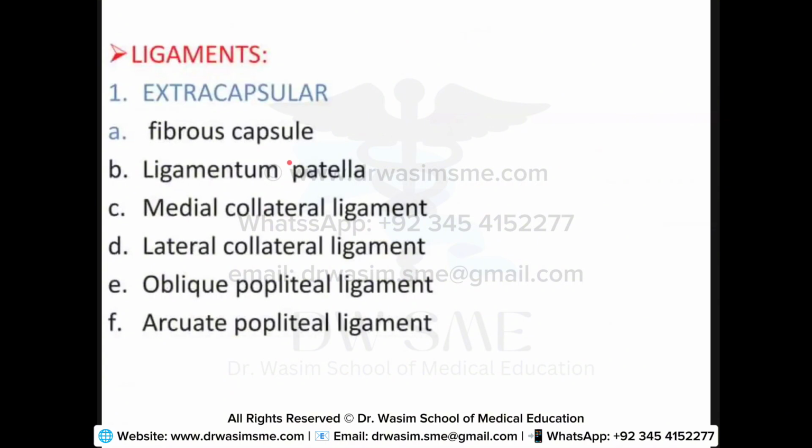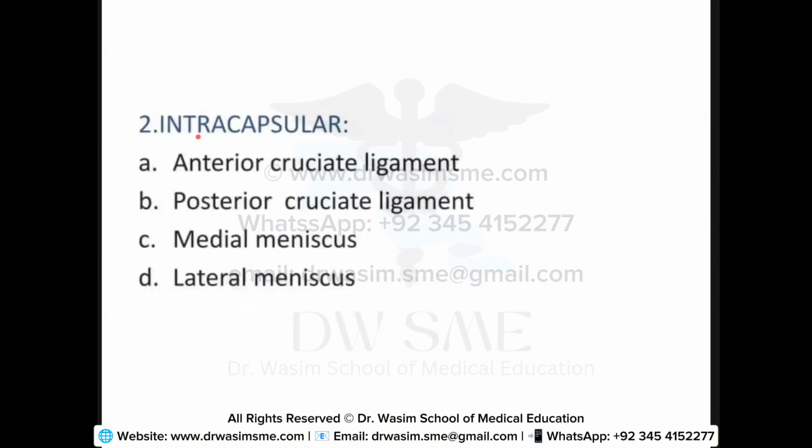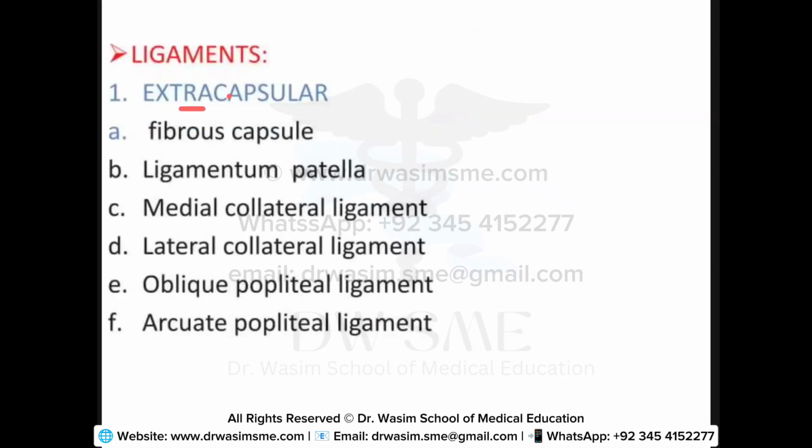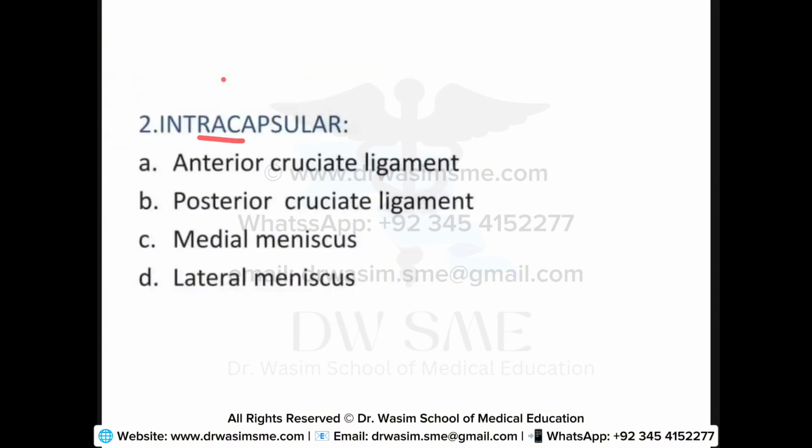So regarding the ligaments, we have divided them into extracapsular and intracapsular. Regarding the extracapsular, the 2 which are very important and frequently asked in the MCQs are these 2. However, you can go through the names of the others, which include the fibrous capsule, ligamentum patellae, oblique, and arcuate popliteal ligament. Now, the important ones are the medial collateral and the lateral collateral ligaments. These are the 2 ligaments which are going to provide lateral and medial stability to the knee joint. That is why they're important, and they are present outside the capsule of the knee joint. So that is why they are known as the extracapsular.